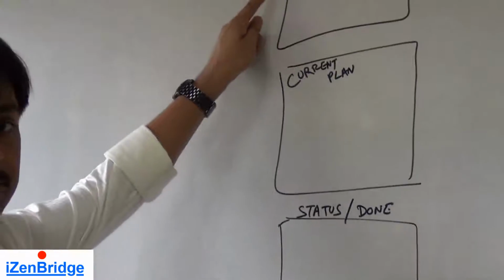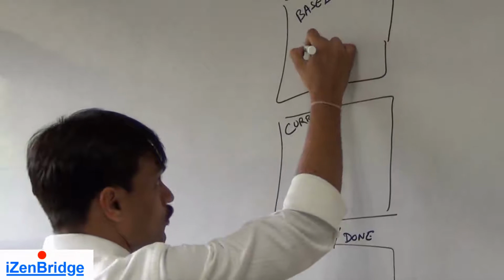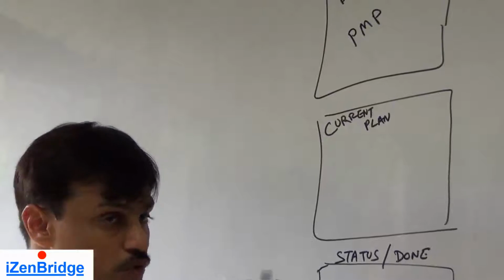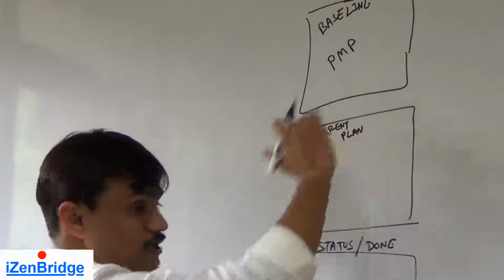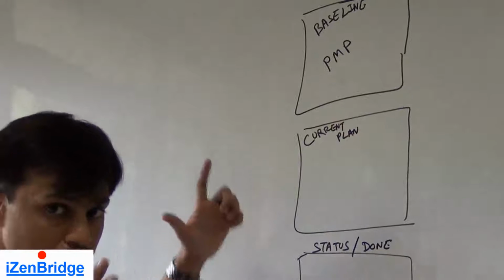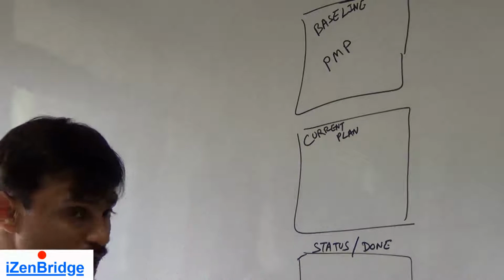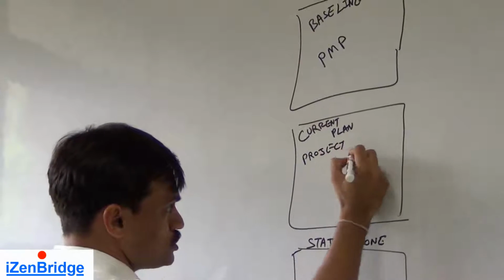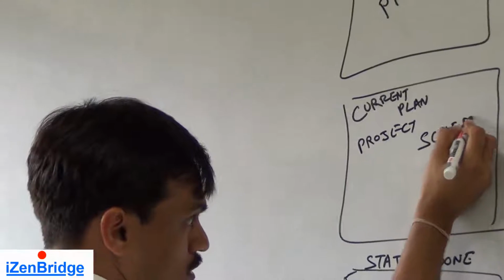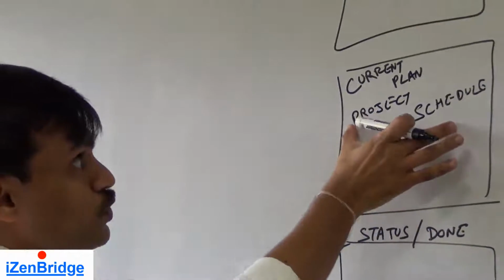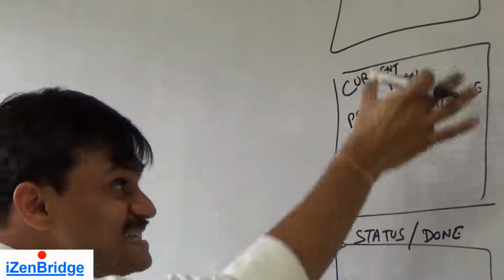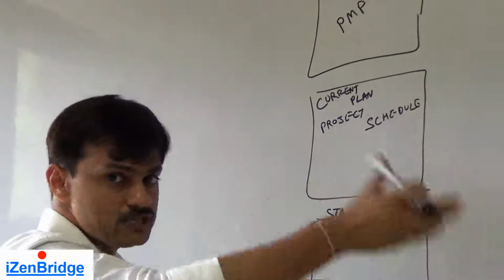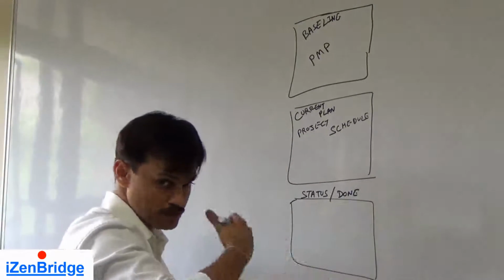Now from where do we get the baseline project schedule? We get it from the project management plan. The develop schedule process gave us a baseline schedule which went inside the project management plan. The current plan comes from the project schedule. So the project schedule as well as the baseline project schedule are an instance of the schedule model. The baseline schedule is one reference point against which we will be monitoring our project performance throughout the project duration.